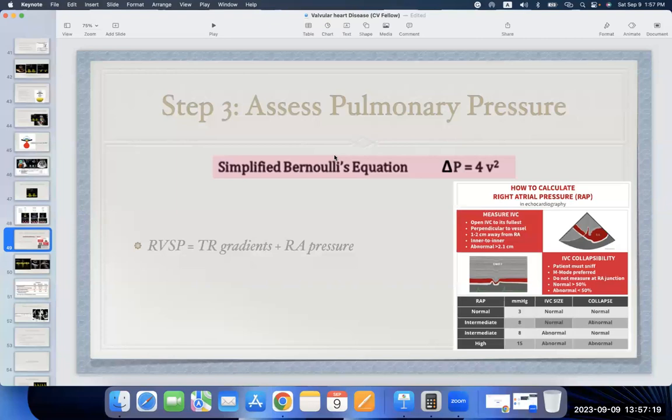The RA pressure we estimate based on the size of the IVC and the collapsibility. So for example, if the size is 1.2 or less, and it's collapsible more than 50%, we say that the RA pressure is 3. If it's dilated and non-collapsible, we say it is 15. Anything in between, we say 8. And we add it to the TR gradient.